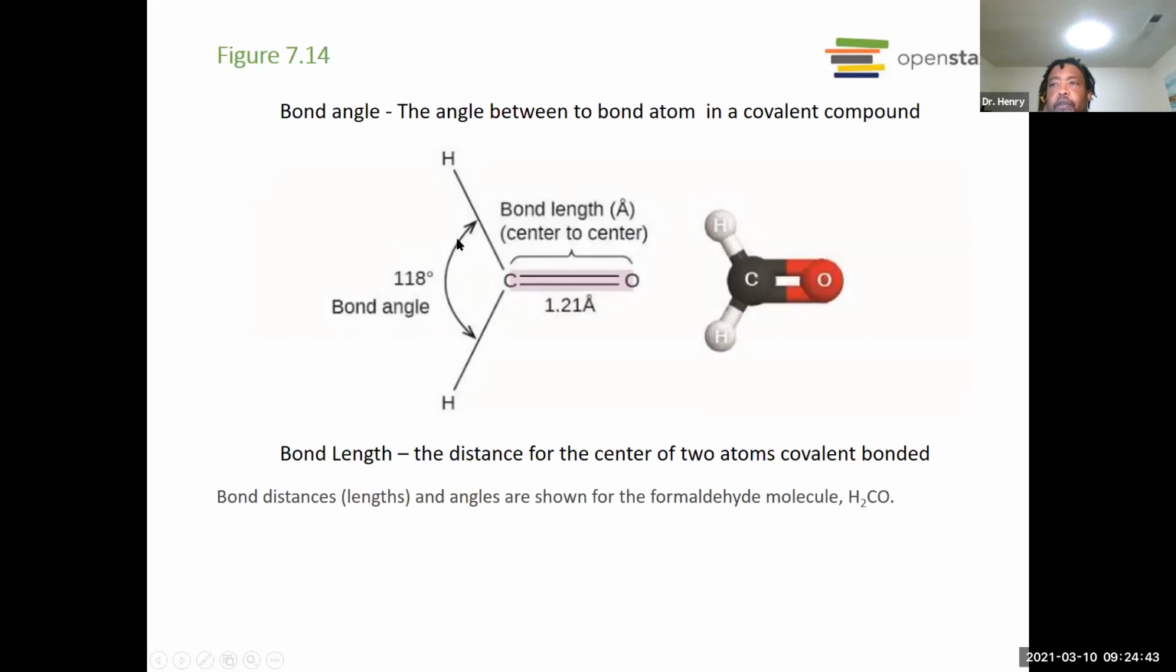So the bond angle basically represents the angle between two things that are being bonded together. So for instance, we have carbon and hydrogen bonded here. So the bond angle is the angle between this bond here and this bond. And so that represents our bond angle. The bond length represents the distance between what things are bonded to each other. Okay. Make sense?